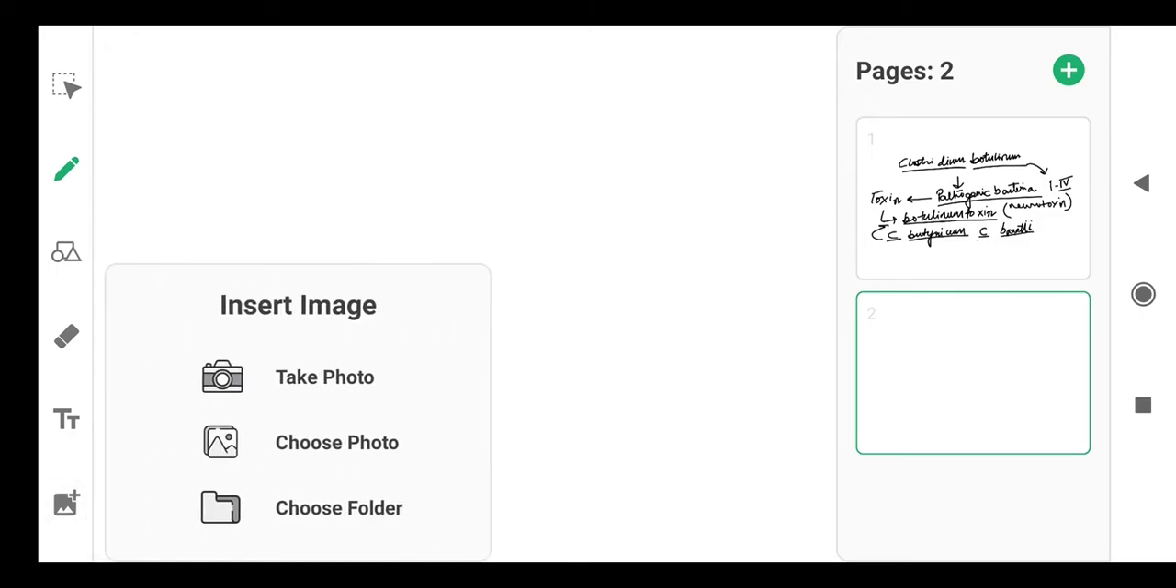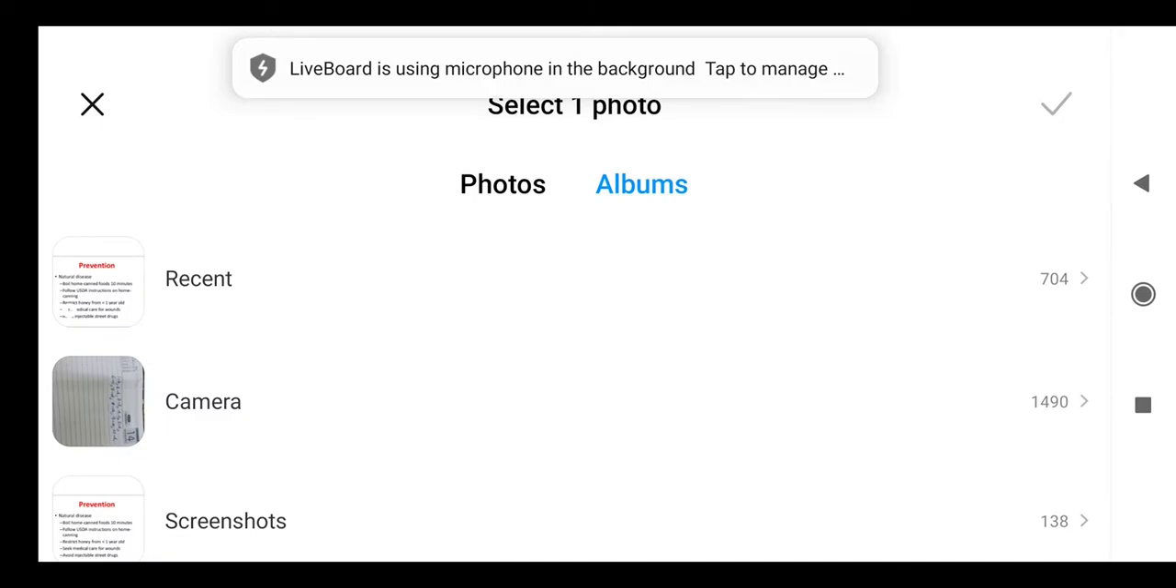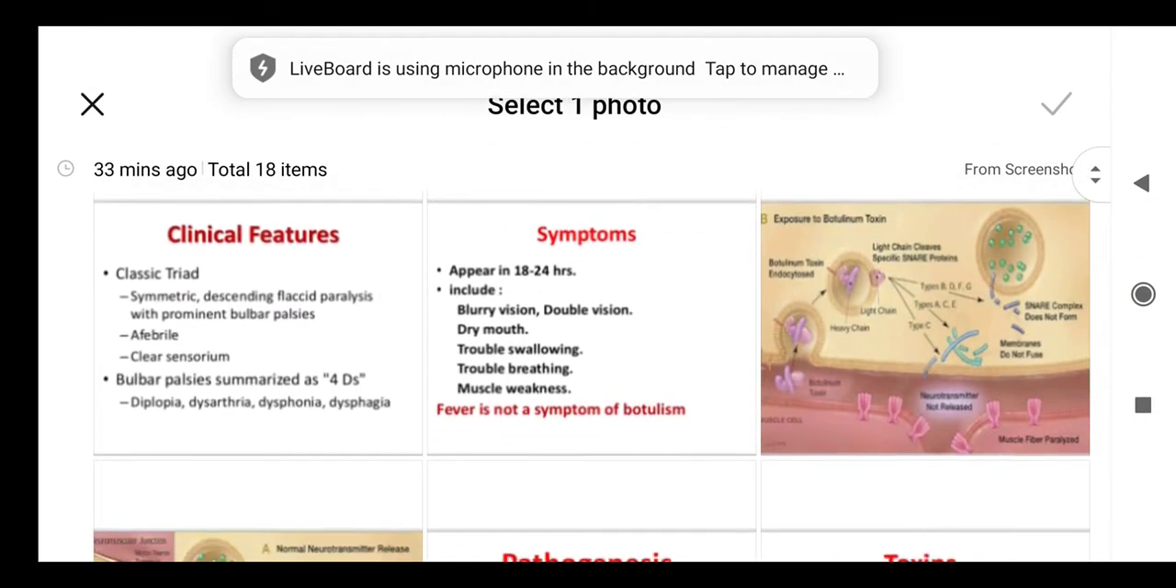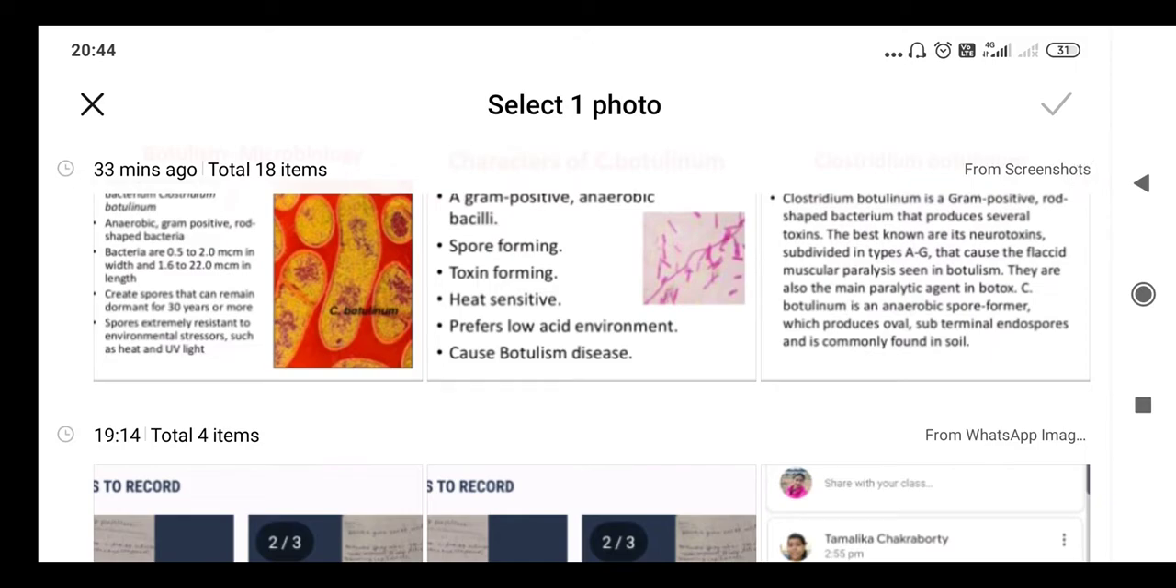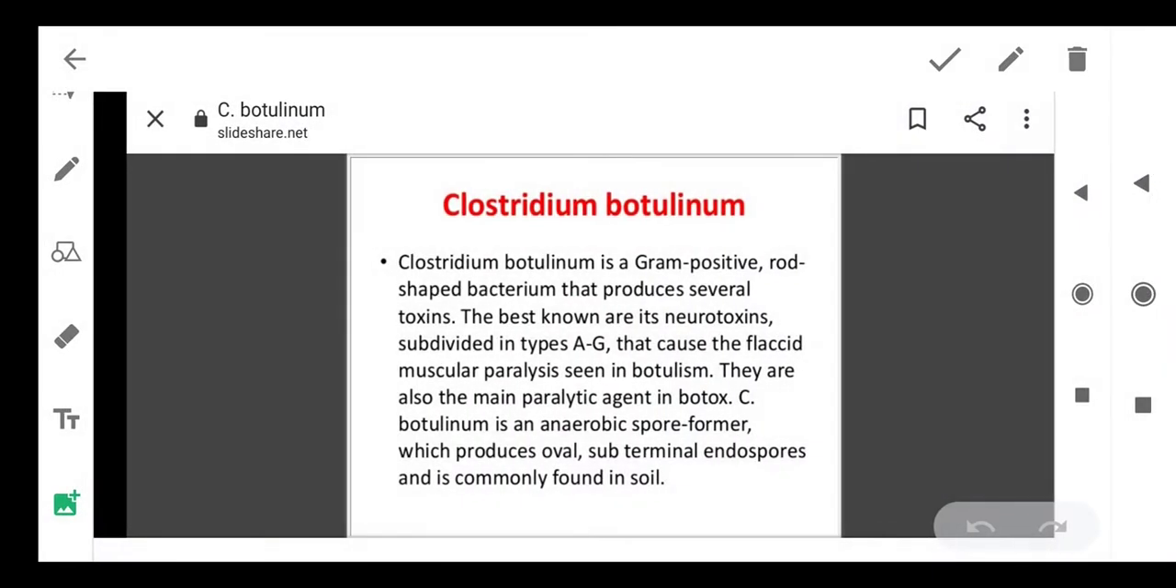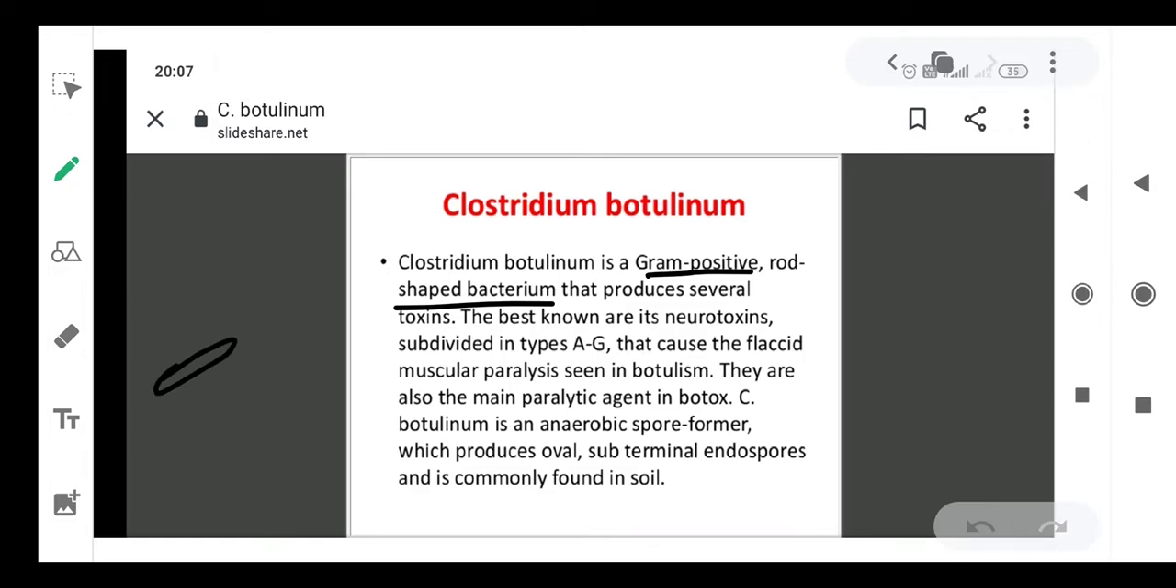So next we will move on to the different characters of Clostridium botulinum. Before we move on, we first give you a brief description of Clostridium botulinum. Clostridium botulinum is a gram-positive rod-shaped bacterium, and the best known are its neurotoxins.